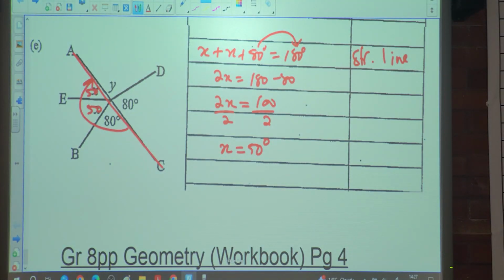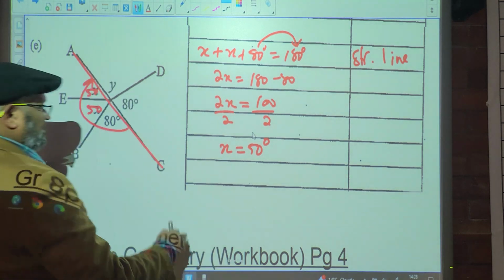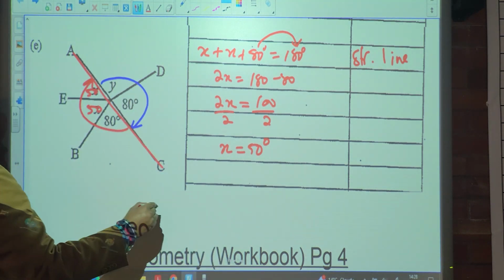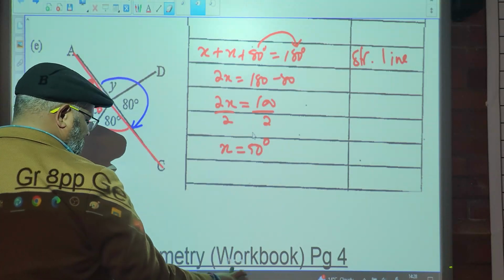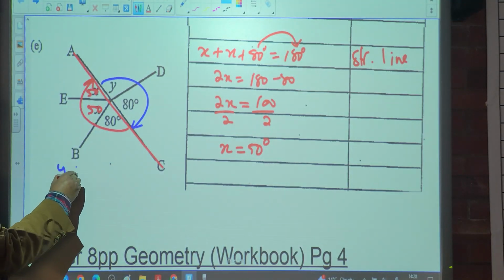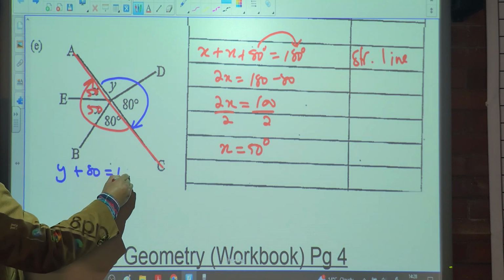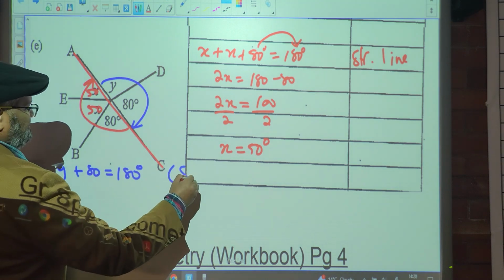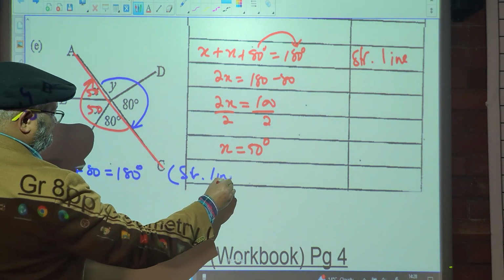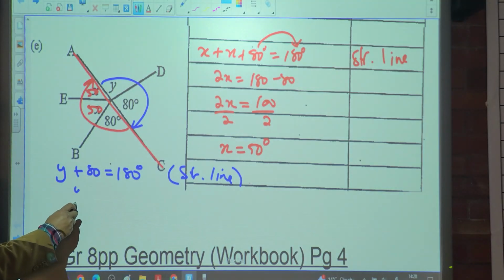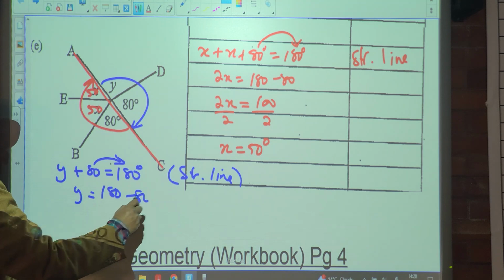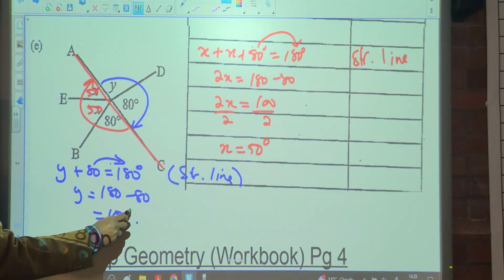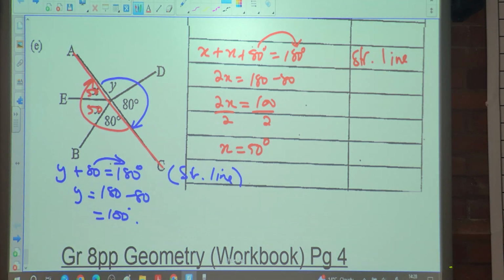When you calculate y, angles on a straight line. So you say y plus 80 is equal to 180. Reason? Straight line. So y is equal to 180 minus 80, which is 100 degrees. Any confusion there?